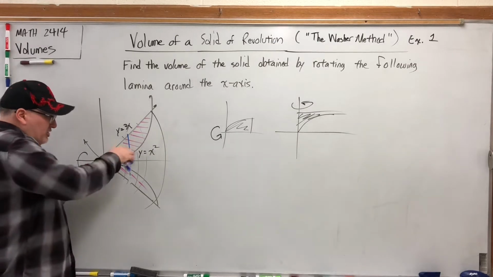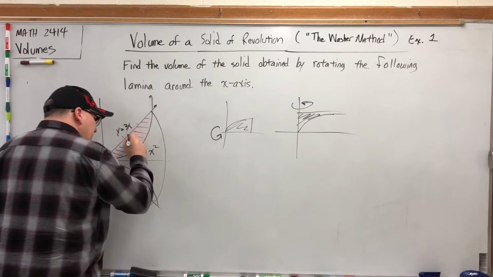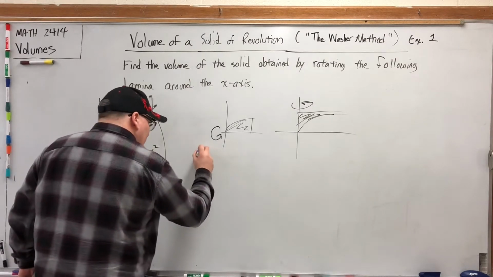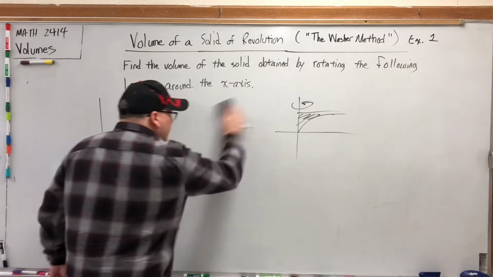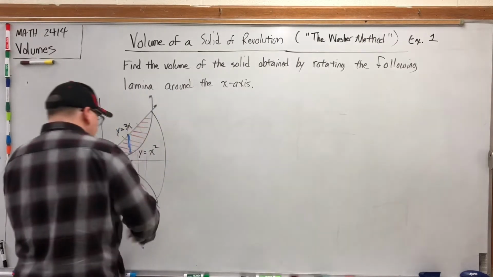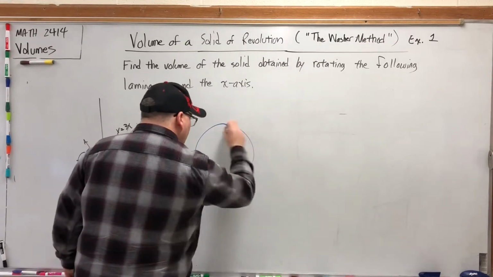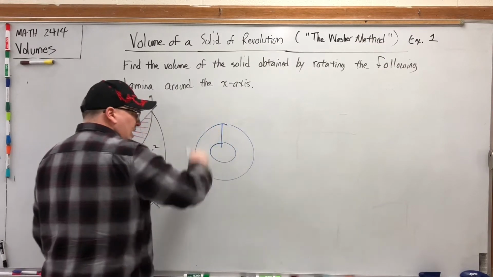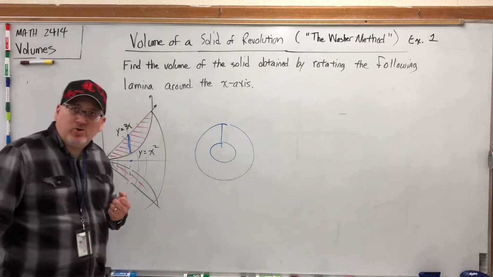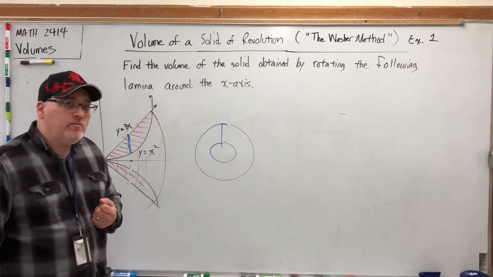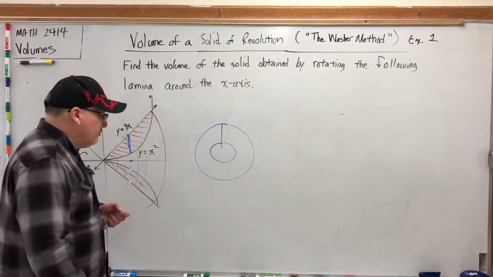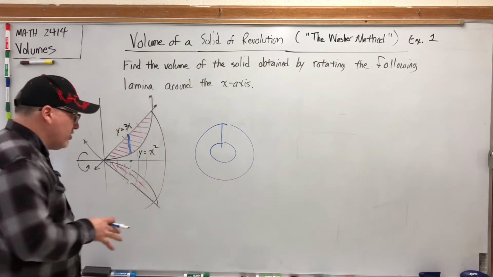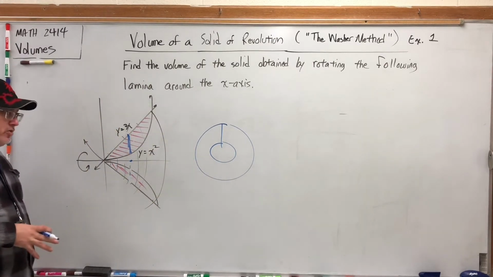In other words, if we took this real skinny piece of this lamina here and spun it around the x-axis, we would get a shape that looks like this. Spin it around and we get this shape. A circle with a missing circle in the middle. This is called a washer, for those of you who have ever used washers. So if we can figure out the area of this washer, then we can just integrate it.